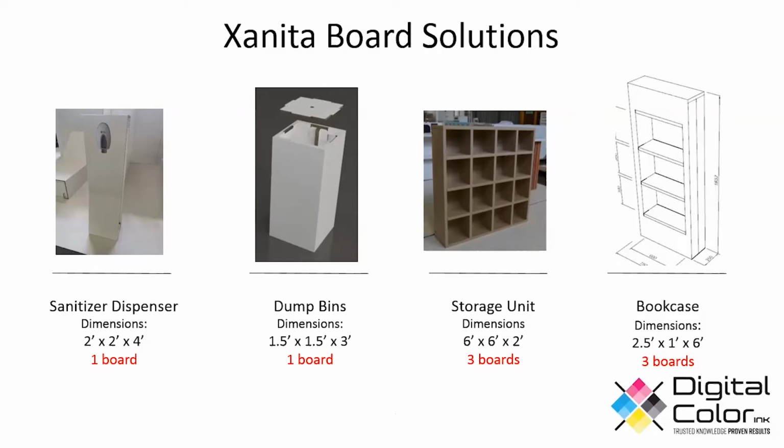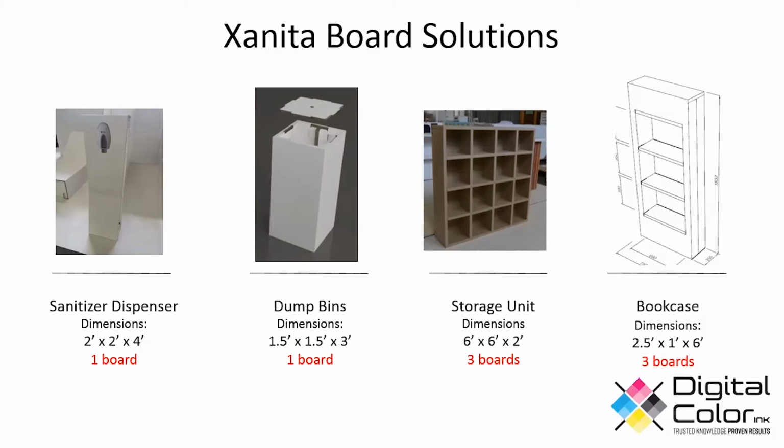Yes, there are cut files that exist right now for different types of partitions, the beds, the bookcases, storage units, dump bins, and the hand sanitizer. They're all available from Xanita. So in essence, they've all been tested before. In fact, many of the images you've seen here are the prototypes that Xanita actually built and put on their work floor. So they've all been tested, functional, they go together, and they support the weight that's necessary.